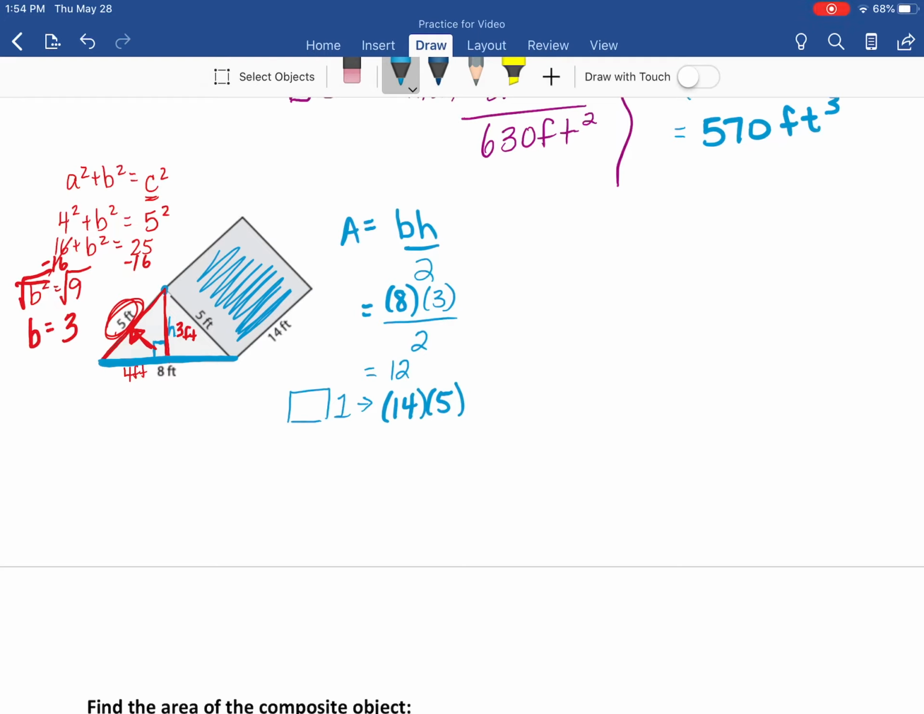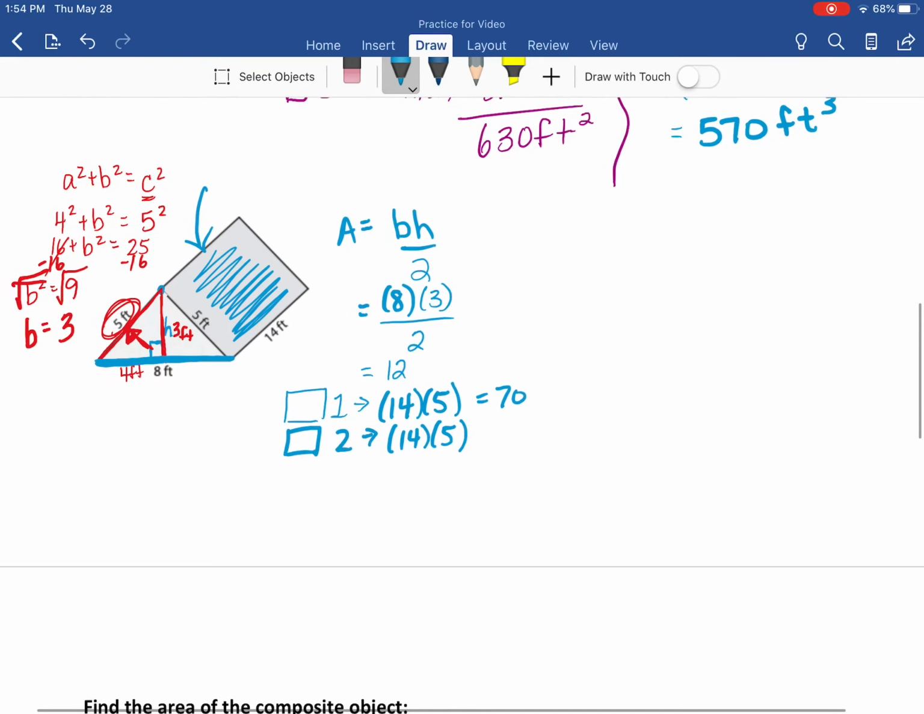Now the other triangle, triangle number 2, happens to be exactly the same. 14 times 5 over here on this side. So 14 times 5 is 70, so they're both going to be 70. And then the rectangle, I think I keep saying triangle, my apologies. The rectangle on the bottom is 14 by 8. And 14 times 8 is 112.